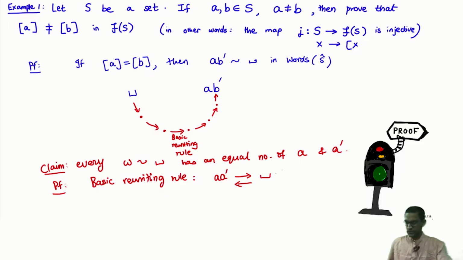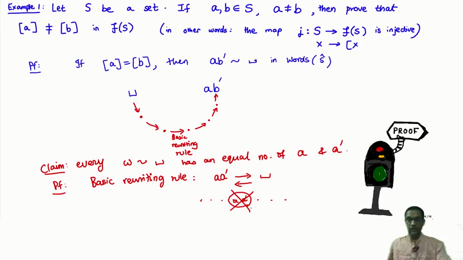Now observe these two processes. Suppose I have a word that has an equal number of A's and A dashes. The first basic rewriting rule says that if an A and an A dash occur consecutively, I am allowed to delete that pair from my word to obtain my new word.